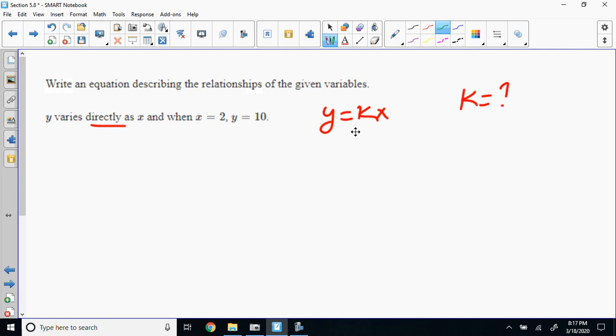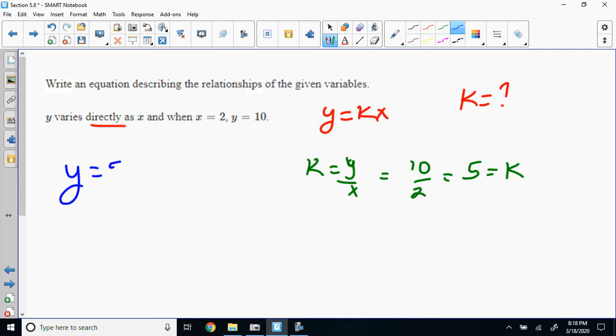If we solve for k, k is just y over x. So we've got y is 10, x is 2, so k is equal to 5. And then our equation would be y equals 5x. So all we did was replace the k. It says y varies directly as x. There's nothing really happening to x.